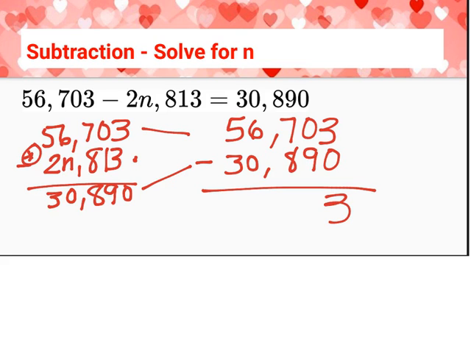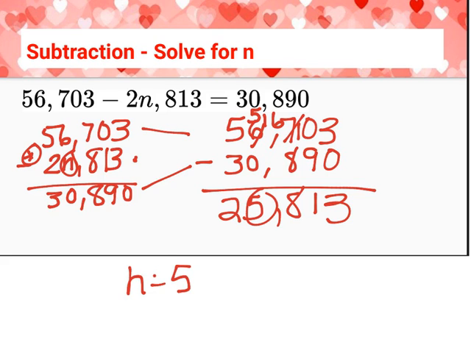So 3 take away 0 is 3. Can't do 0 take away 9, so I'm going to borrow from my 7. I have 10 take away 9 is 1. Can't do 6 minus 8, so I'm going to borrow. I now have 16 minus 8 is 8, 5 minus 0 is 5, and 5 minus 3 is 2. I see that my missing number is 5, so n equals 5.